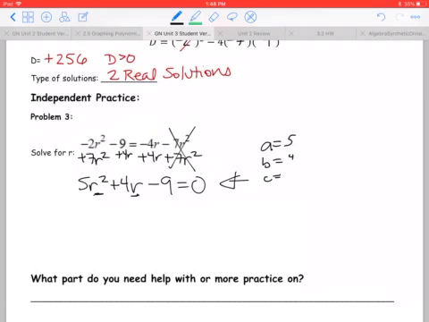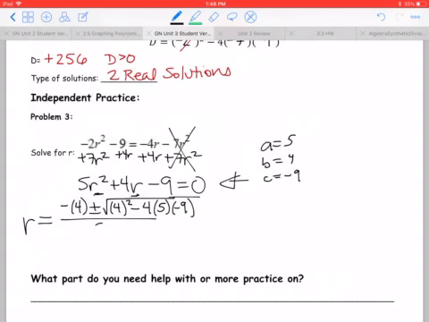Okay, A is 5, B is 4, C is -9. And we're going to plug in. And when you do this, make sure you do R equals here, because that's the variable. So we'll get R is equal to -b plus or minus the square root of b squared minus 4 times A times C, all over 2 times A. Okay, go ahead and reduce this and write down your 2 answers.